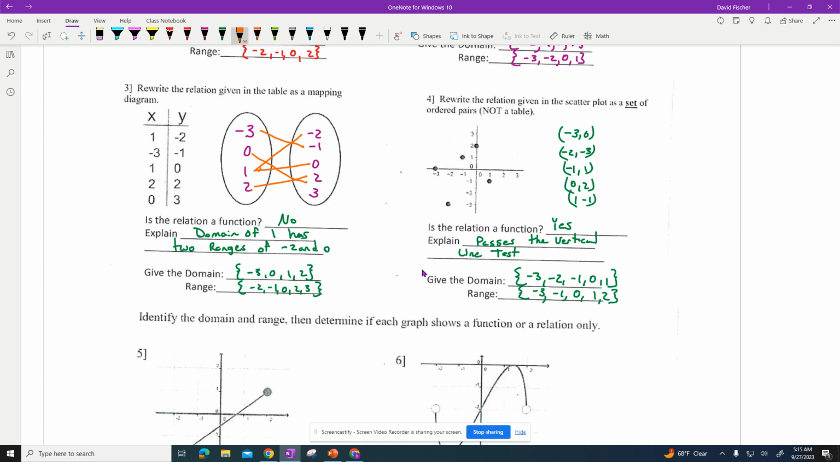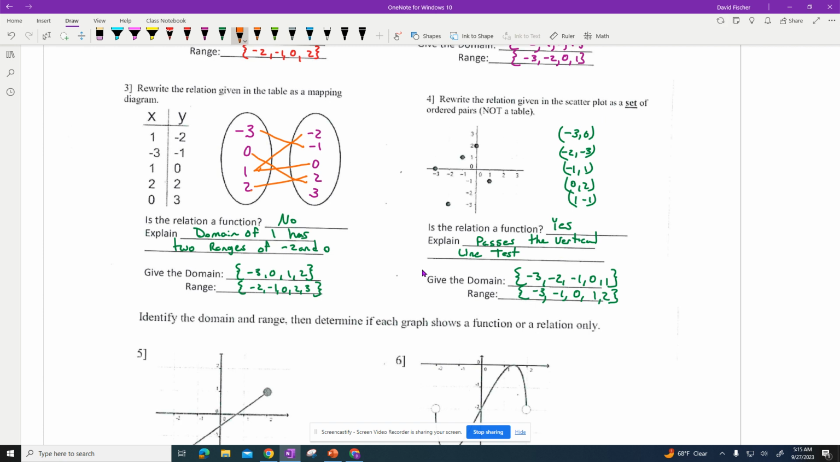I need to say the domain of 1, he's the guy that broke the rule, has 2 ranges of a -2 and 0. That's the guy that broke the rule. Down here on my domains, it's a discrete graph again, so I'm going to have a bracket. My x's were in order nicely, and my y's were in order. So that paid off.